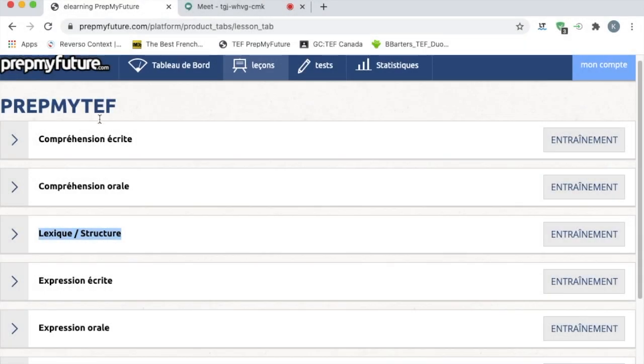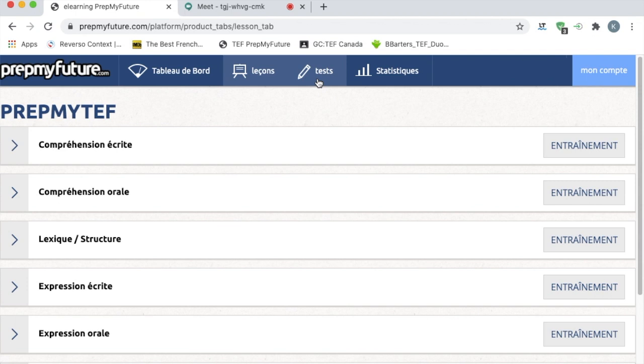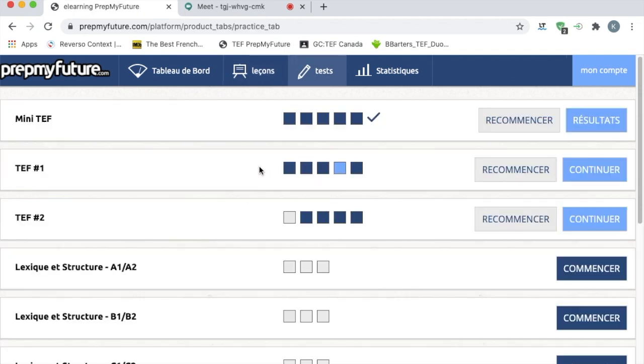The TEF exam has 5 papers, but the TEF Canada has only 4. So we don't have this lexic structure test in our TEF Canada. Now let's go to the test, actually how the test looks like.